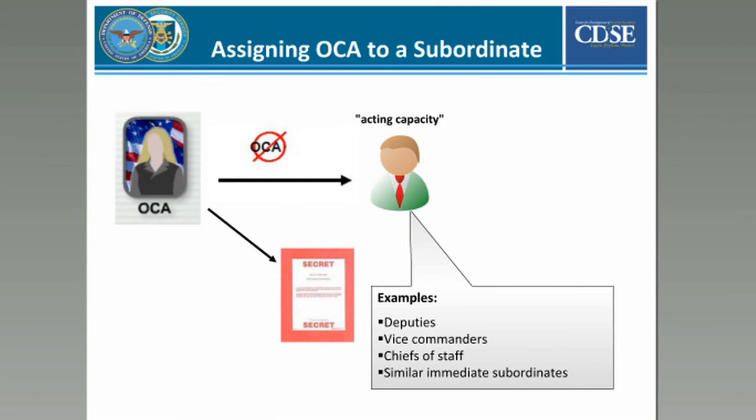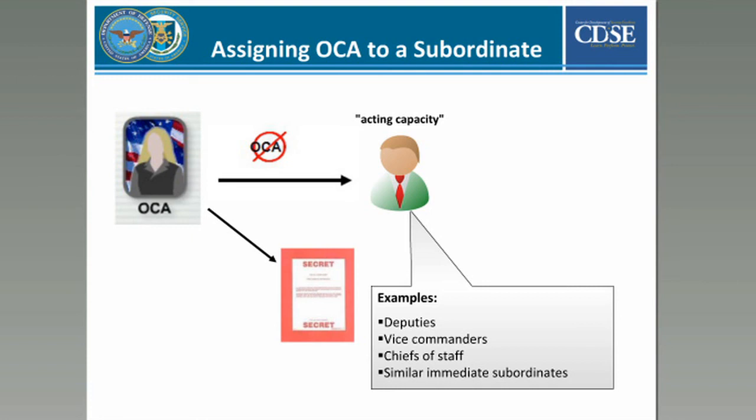If a person in a position of original classification authority will be unable to perform his or her duties for an extended period, the authority to perform original classification may be assumed by another individual. For example, that person's deputy or vice commander, chief of staff, or similar immediate subordinates of the OCA are empowered to exercise authority when they officially assume the OCA's position in an acting capacity. This is the same as being the acting commander. They assume that responsibility when the other is not there.